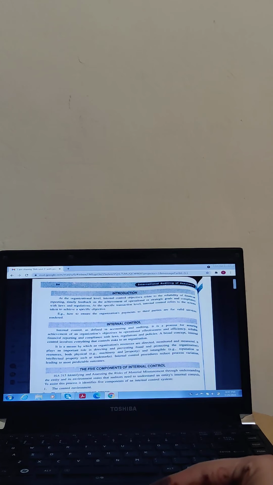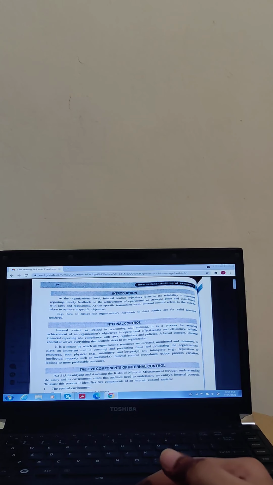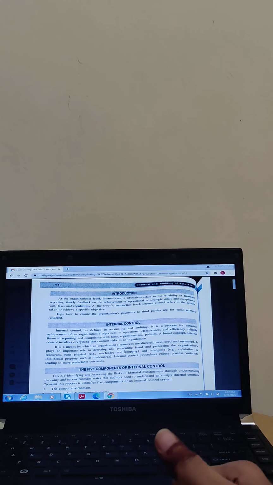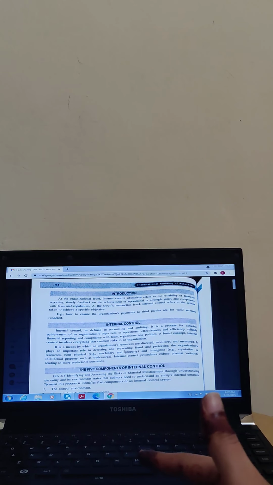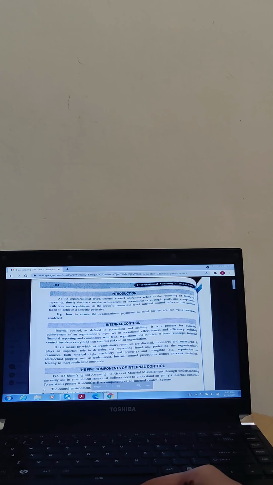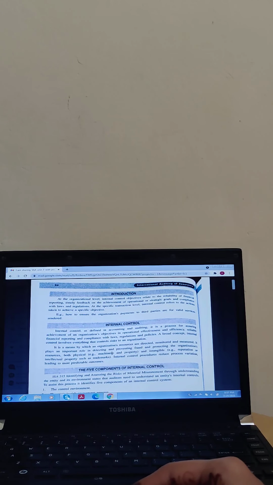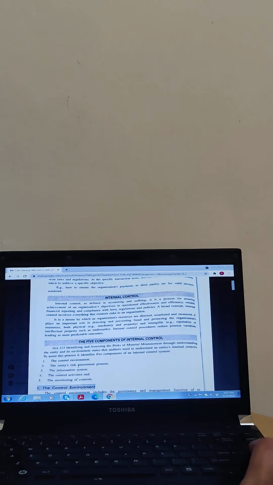Internal control helps the organization to monitor the internal environment. It also helps the organization's resources, that is, it helps in giving direction, monitoring and measurement. It plays a very important role in detecting any sorts of fraud or error and preventing them, and protecting the organization's resources as well as its reputation. So this is your internal control.